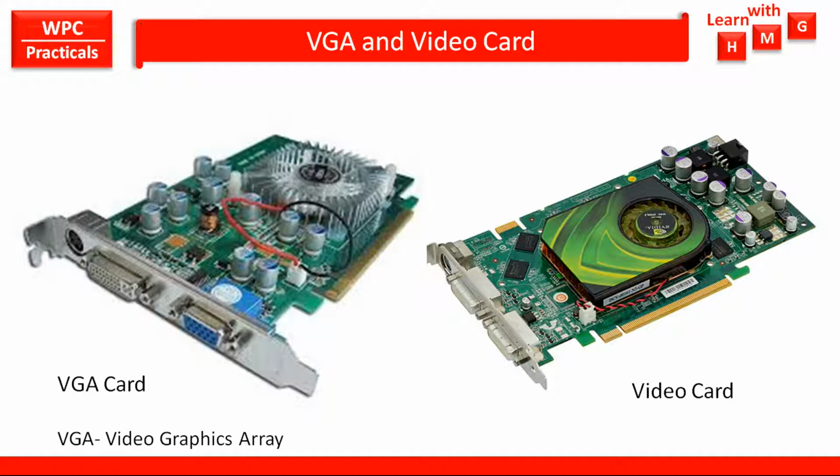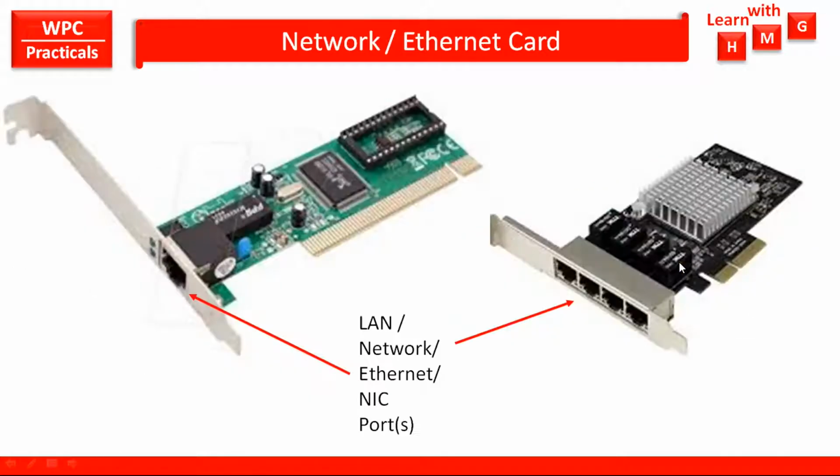These are some example cards. The leftmost card is a VGA card known as visual graphics array. Then this is a video card image. Then these are the Ethernet cards or the LAN cards or the network cards, NIC cards like this. It is having this one port card. This is a 4 port card. So multiple RJ45 connectors can be connected or single also. So in the market it comes with single port, dual port or quad port.